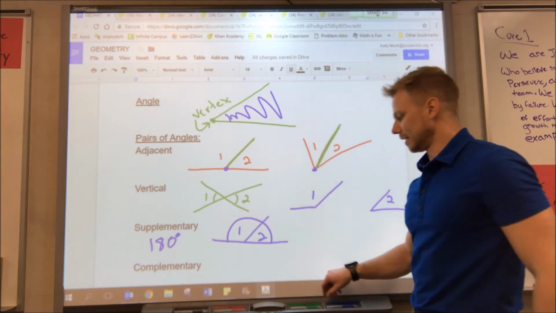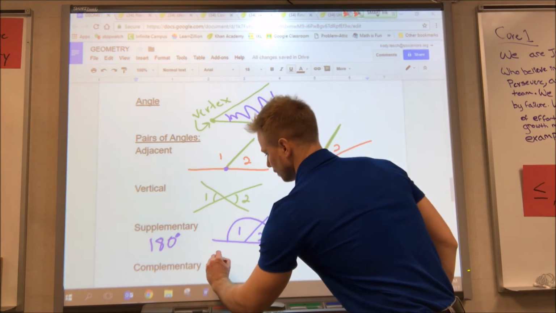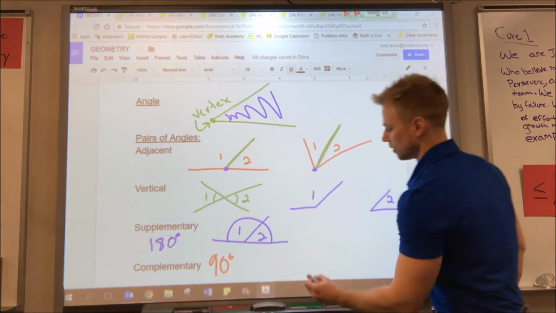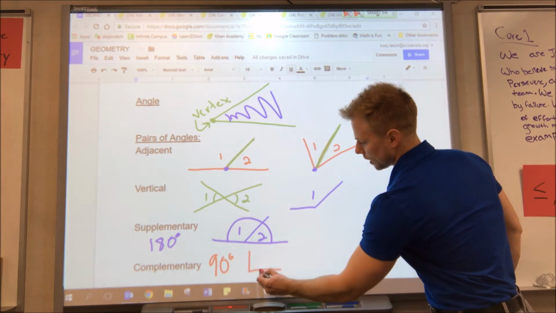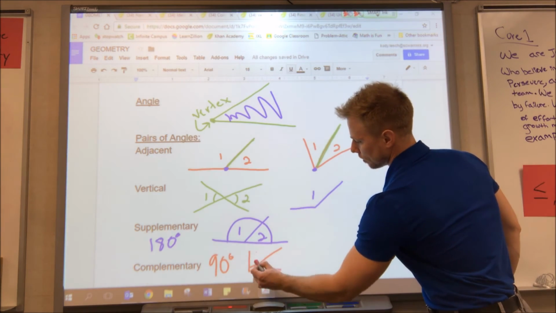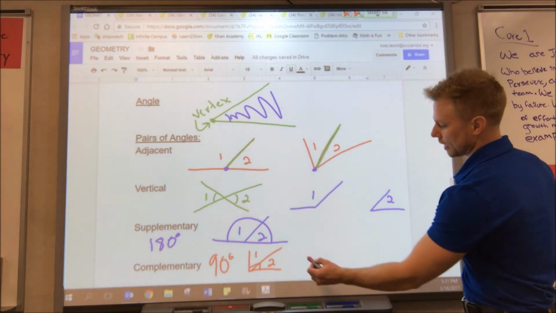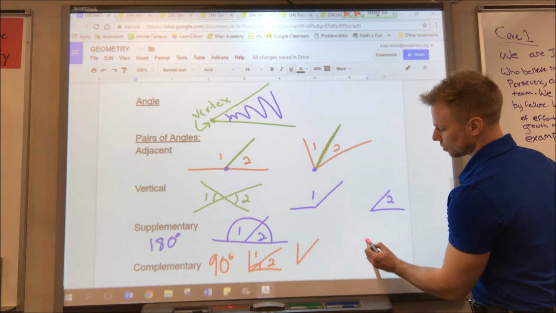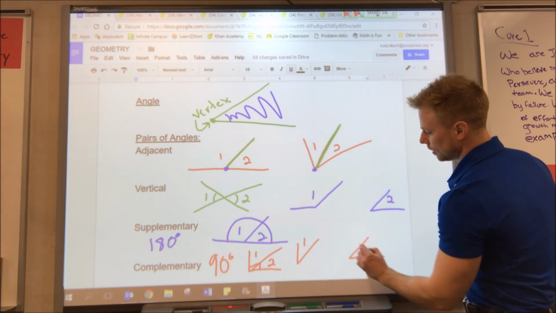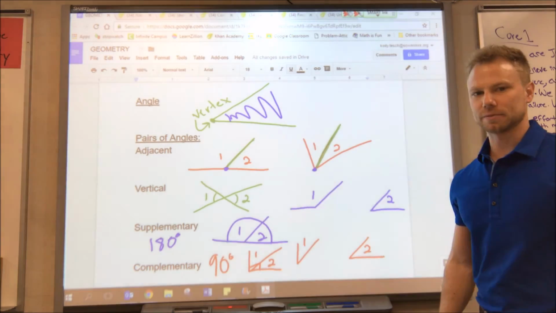Okay? And then complementary, they're going to add up to 90 degrees. So those two angles together will make a right angle, going to add up to 90. Again, those do not have to be right next to each other. They could be completely separate. They just have to add up to 90 degrees.